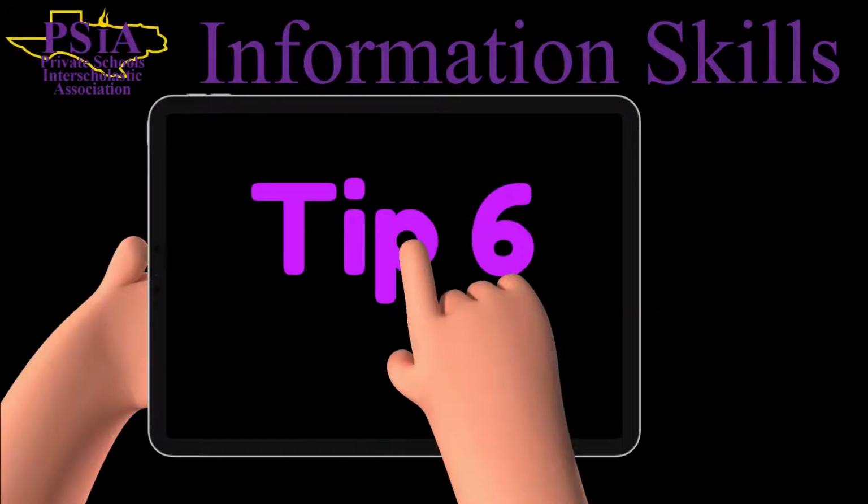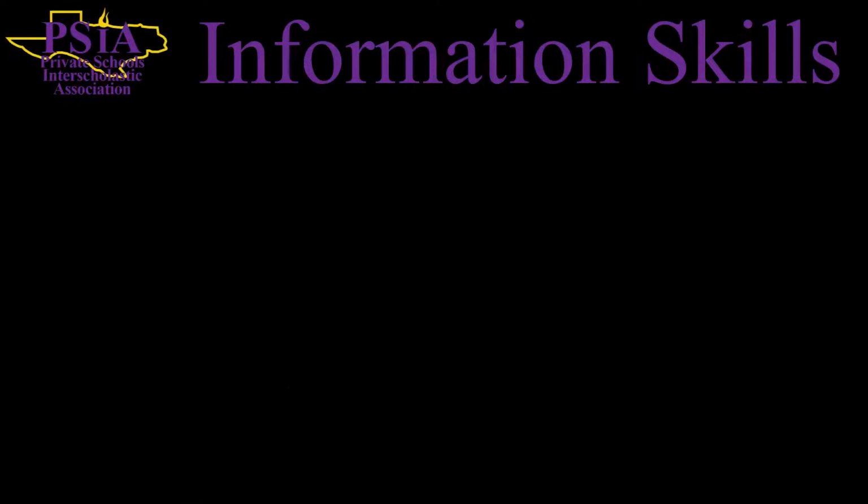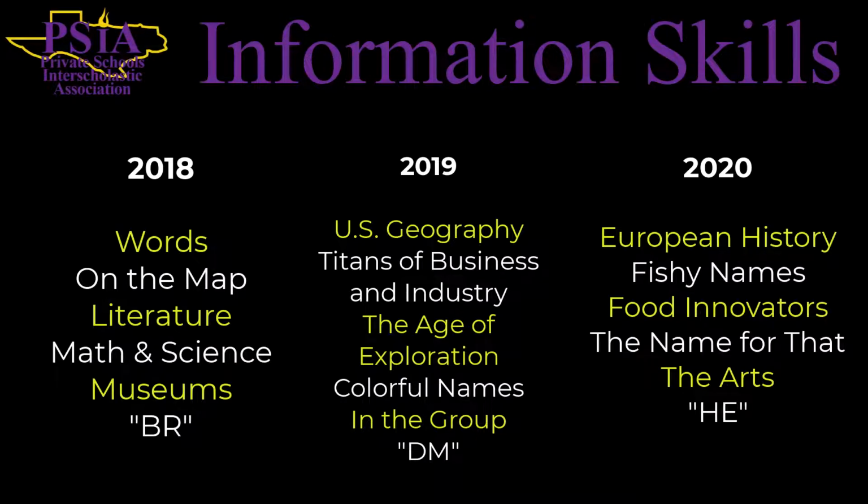Tip number 6. The category name can provide clues about the answer. For the category that has 2 letters, the answer consists of 2 words, where each word starts with the letter in the category. Other categories, like colorful names, gives a clue that the answer should be a person with a color in their name.